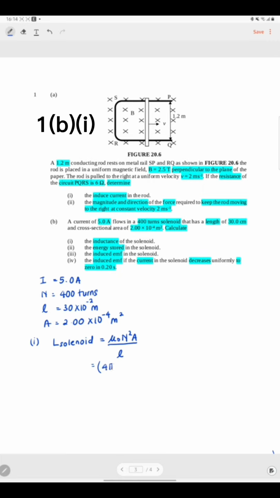So it's 4 pi times 10 to the power of negative 7. The N here is 400 turns squared. The area given here is 2.00 times 10 to the power of negative 4, and the length is 30 times 10 to the power of negative 2. So when you calculate it, the answer should be 1.34 times 10 to the power of negative 4 Henry.